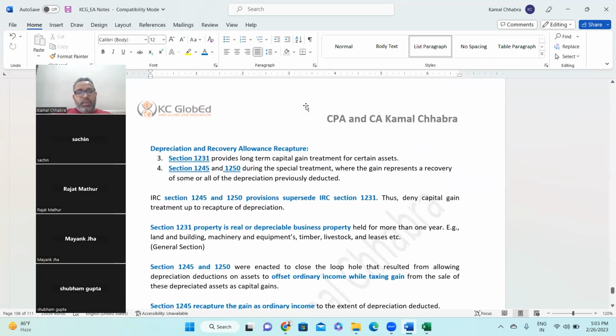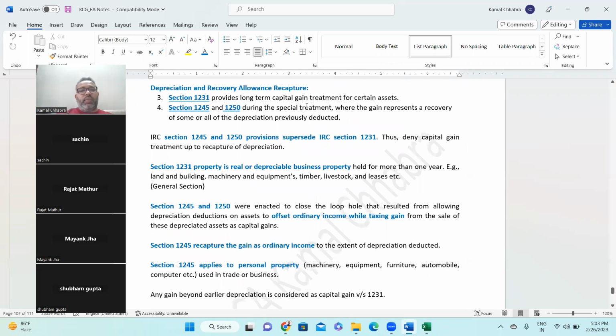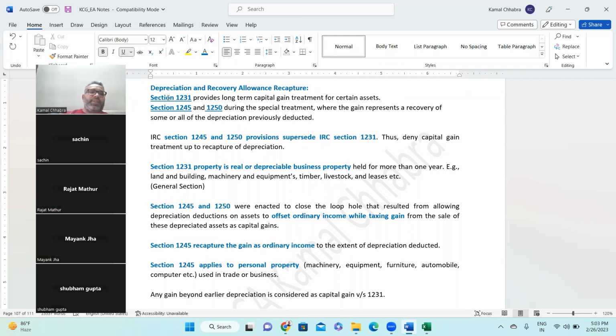Okay. So now depreciation and recovery allowance recapture. This we have studied earlier also, section 1231, 1245, 1250. It's a quick repetition of the same. Section 1231 provides the long-term capital gain treatment. So if an asset is being used for business purposes and you are selling those assets, you can consider that capital gain as a long-term capital gain.